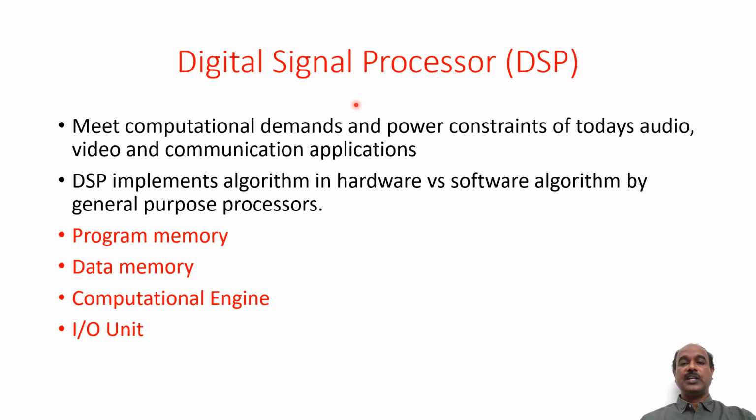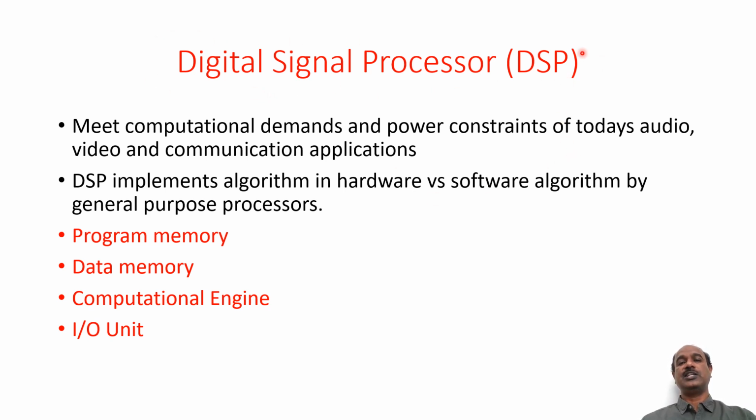Okay, what will this DSP processor have? It will have a program memory for storing the program. It will have a data memory for storing the data. Then it will have a computational engine, that is the main execution part. Then it will have input output units. So these 4 things will be present in the digital signal processor.